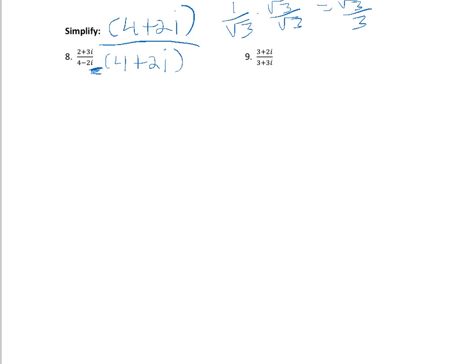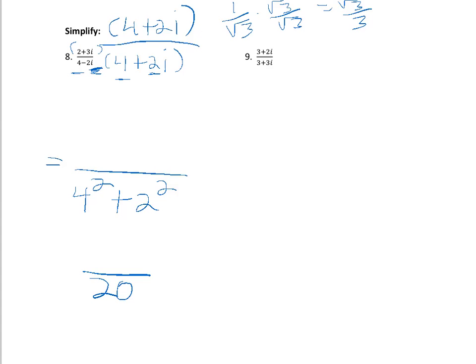Let's first take care of the bottom. This is the easy part, where I can use the trick. The a value is 4, so I have 4 squared. The b value is 2, so I have plus 2 squared. So this is going to give me what? 16 plus 4. I'm going to get 20 in the bottom. Real easy.